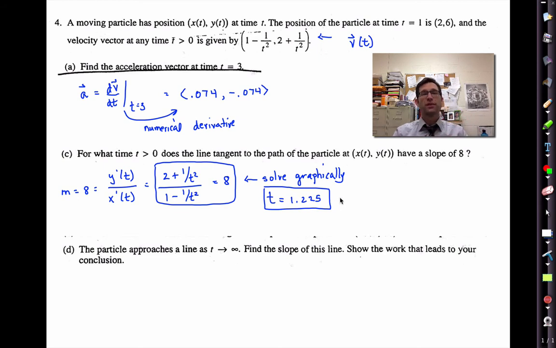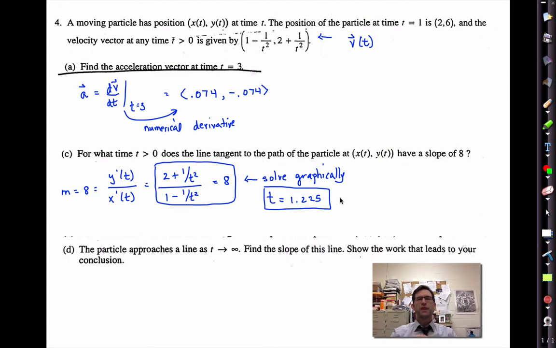All right, let's look at problem D. I like this one too. The particle approaches a line as t heads towards infinity. Find the slope of this line. Show the work that leads to your conclusion. So that's kind of cool.